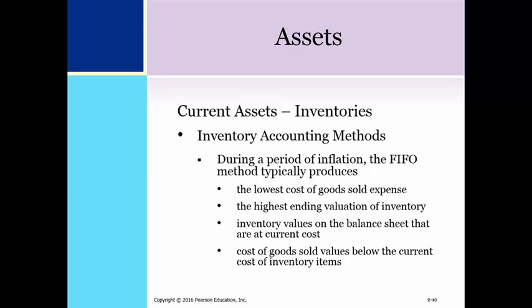During a period of inflation, FIFO, which assumes the first goods purchased are sold first, will produce the lowest cost of goods sold, but the value for inventory on the balance sheet will be at current cost.